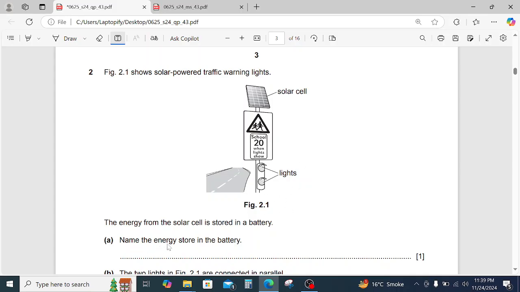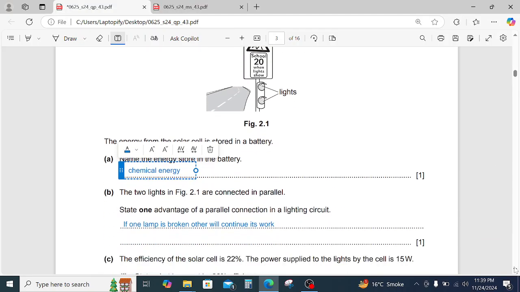So write the name of the energy stored in the battery. Remember, this solar cell converts light energy into electrical energy, but the solar cell is connected with the battery, so the battery stores that electrical energy in the form of chemical energy. So you have to write here chemical. A battery always stores the potential in the form of chemical energy. Then this chemical energy is converted into electrical energy, right?